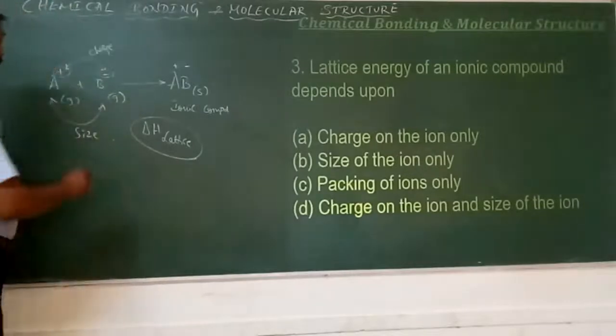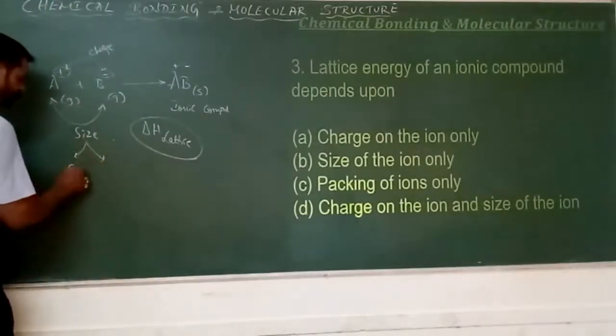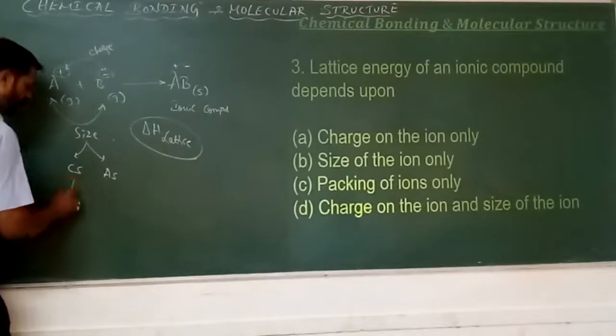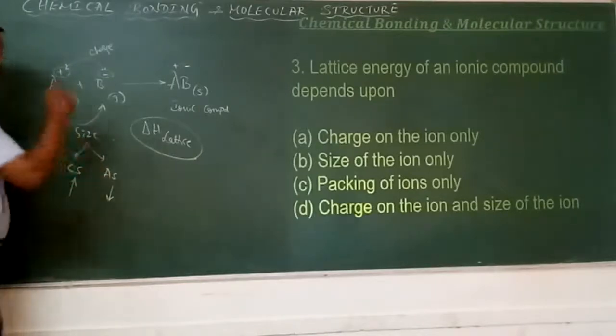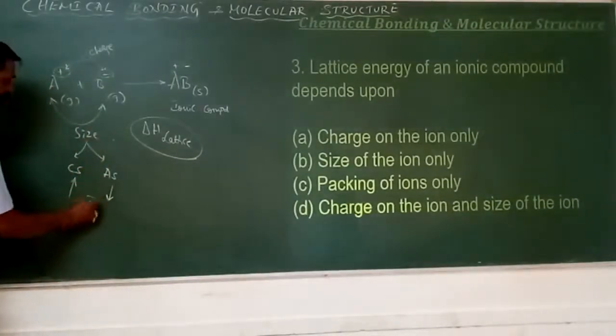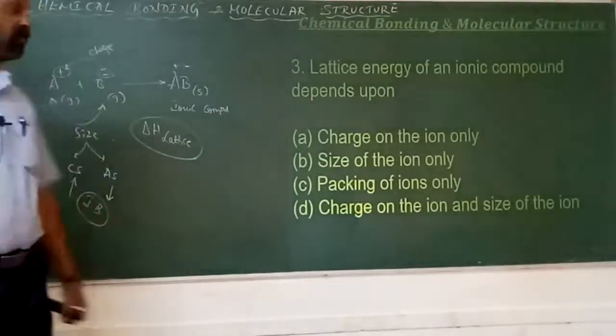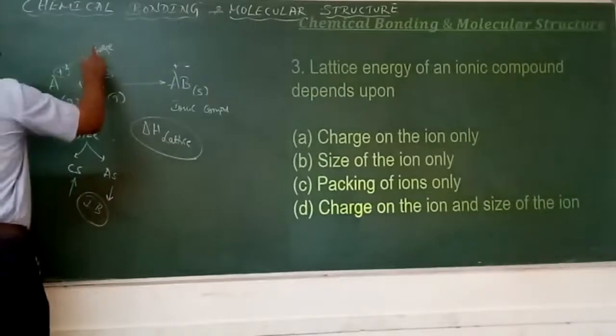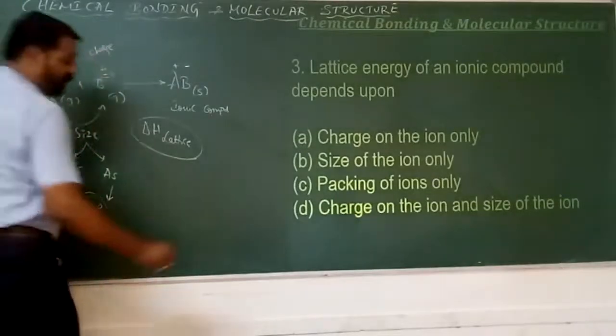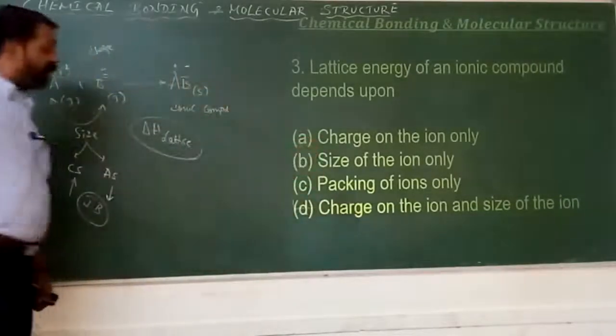So usually we have mentioned that size means here the cationic size and anionic size. A larger cationic size with a smaller anionic size is the favorable condition for the formation of an ionic compound or ionic bond. So here, with respect to this, it is the charge along with the size. Therefore, we can expect it is the D option. Okay.